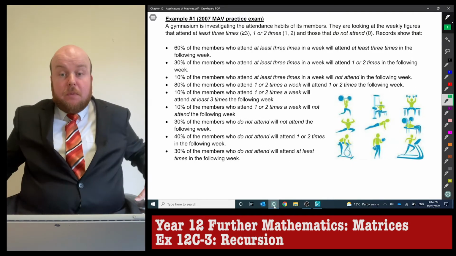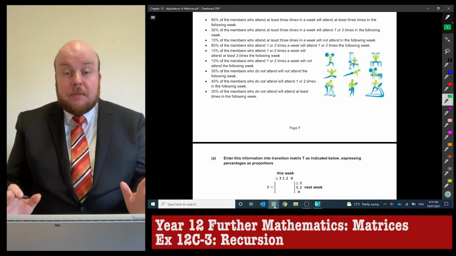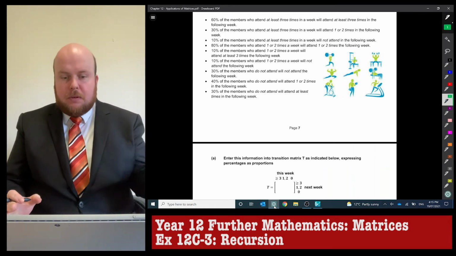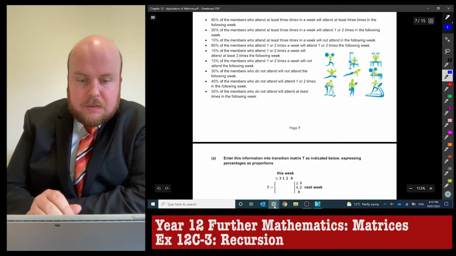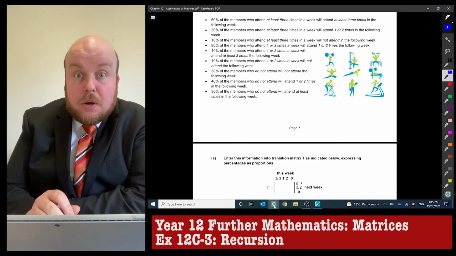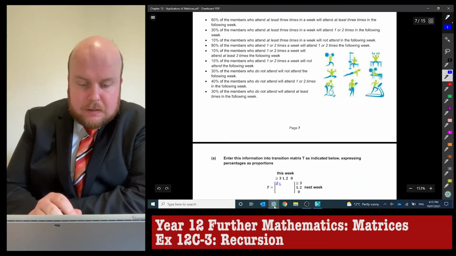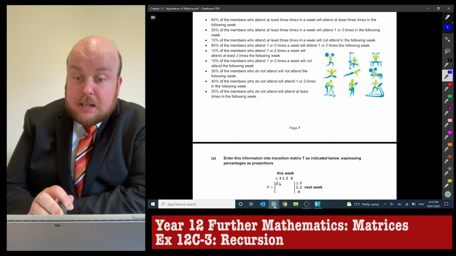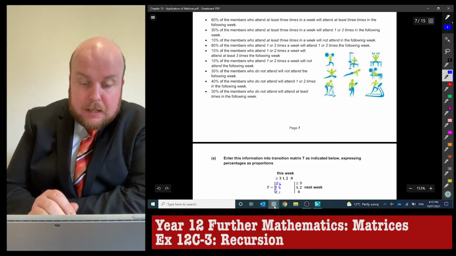So in this scenario, we're trying to find the attendance habits at a gym. Let's get this into a matrix. We have three categories: at least 3 times, 1 or 2 times, or not at all. So let's go for at least 3 times, which is this first one. Those who will go for at least 3 times again, it's going to be 0.6. 30% of the members who are at least 3 times go to 1 or 2 times. So that means the final column is going to have to be 0.1 because it has to add up to 1.